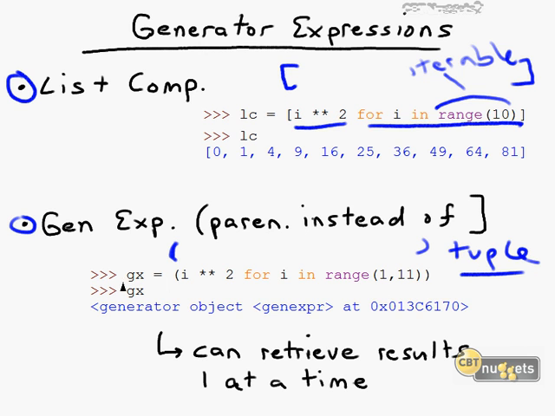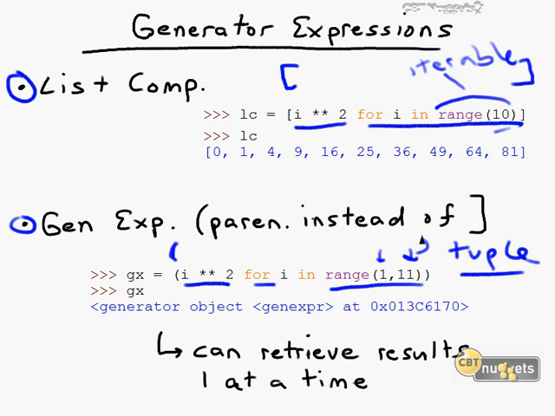So in this example, we're creating a name called gx, and in our parentheses, it's essentially the very same operation, isn't it? i to the second power, or i squared, for i in, and then here I'm using the range notation where instead of just giving the topmost value, I'm providing the initial value and the top value.